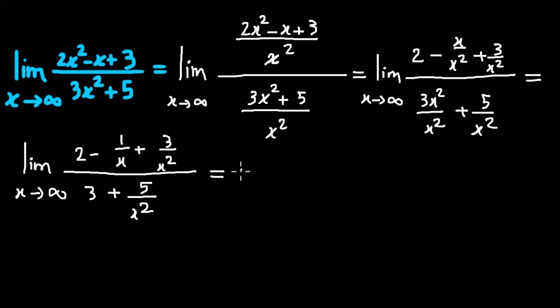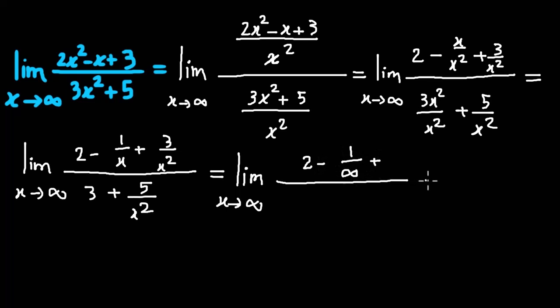And in step 2, we need to substitute infinity into the expression. So we have the limit of 2 minus 1 over infinity plus 3 over infinity squared in the numerator. And in the denominator, we have 3 plus 5 over infinity squared.